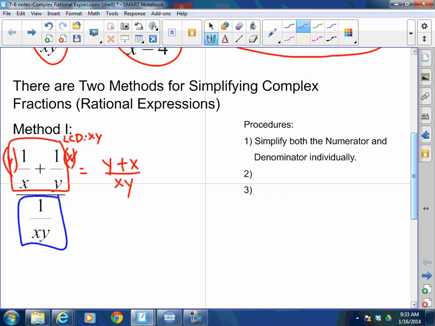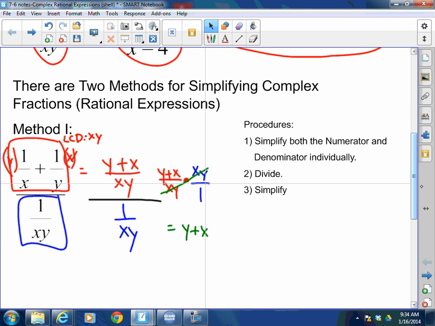Divided by, my blue is just 1 over xy, so we don't have much to do there. Step 2, divide. What does this remind you of? A little song I taught you. Stay, change, flip. The x, y's cancel, so my answer is y plus x.